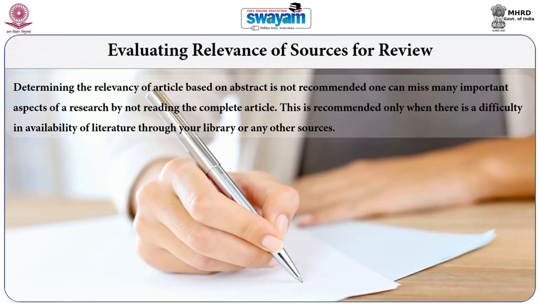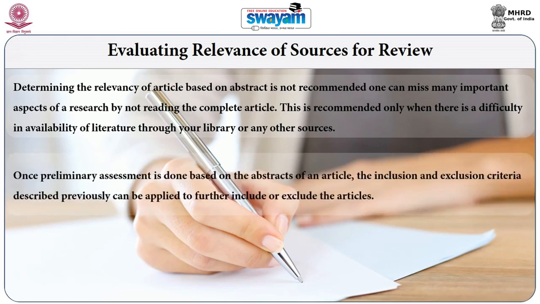However, determining the relevancy of an article based on the abstract alone is not always recommended, because if you have excluded something based on the abstract, you may find something useful in that article later after going through the full text. But it is always recommended that for preliminary assessment one can refer to the abstract of the article to consider the article for further study. And while evaluating those abstracts, you can also apply the same filter criteria that we discussed in the previous section to exclude or include different articles in your review of literature.